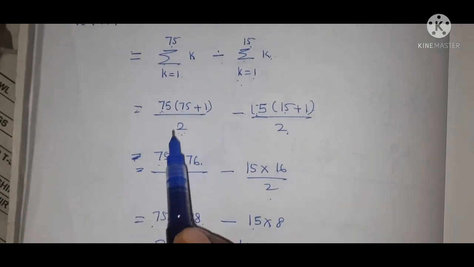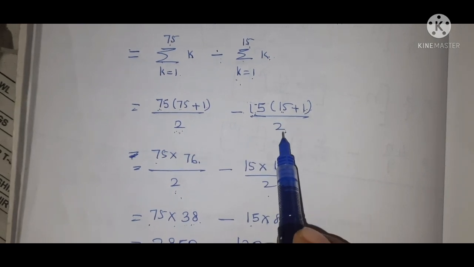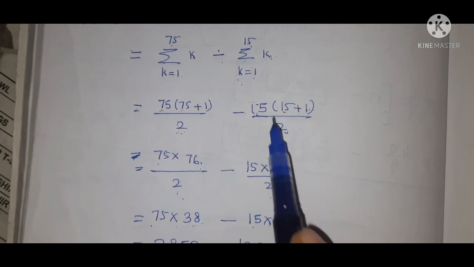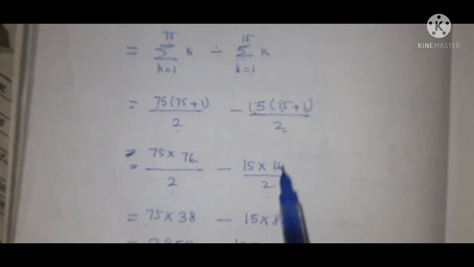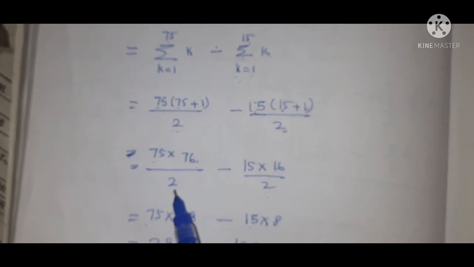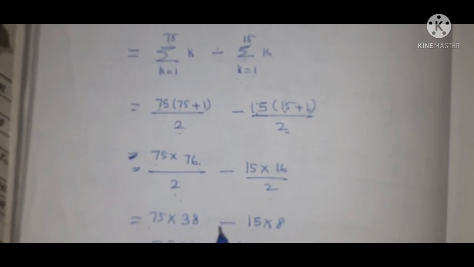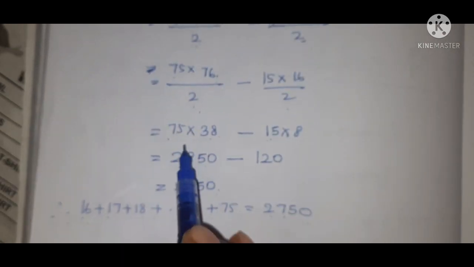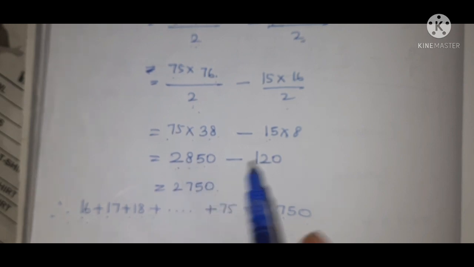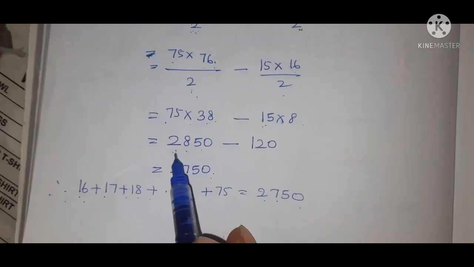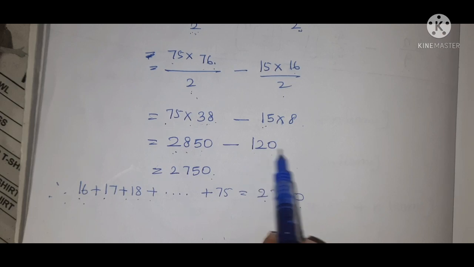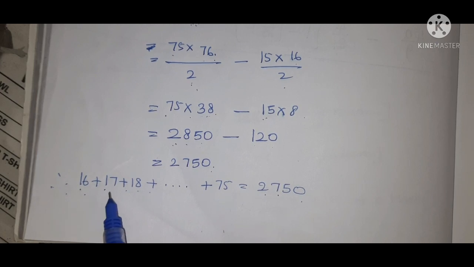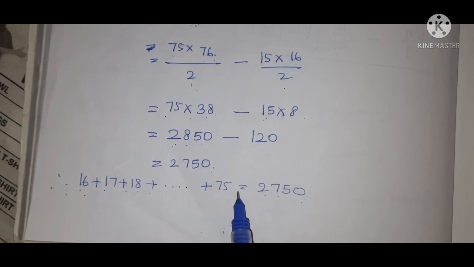75 into 75 plus 1 by 2 minus 15 into 15 plus 1 by 2. 75 plus 1, 76 by 2, minus 15 into 15 plus 1, 16 by 2. 76 is divided by 2, we get 38. 75 into 38 minus 16 is divided by 2, we get 8. 15 into 8. 75 into 38, 2850, minus 15 into 8, 120. 2850 minus 120, we get 2750. Therefore, 16 plus 17 plus 18 plus and so on plus 75 is 2750.